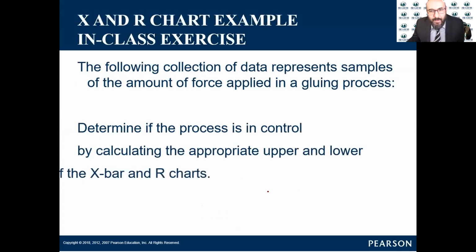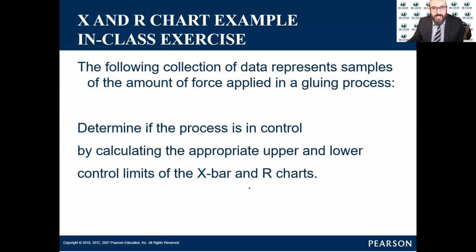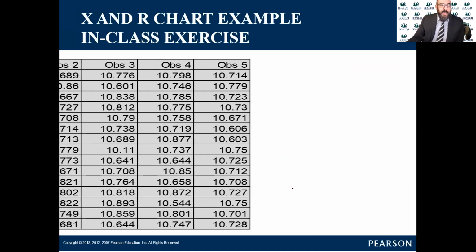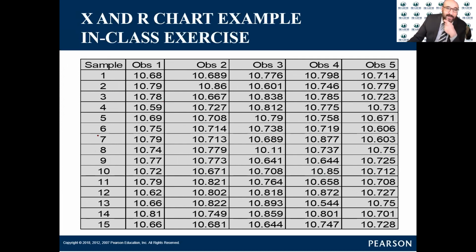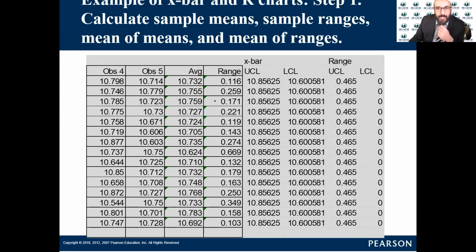All right, now it's time to take a look at the exercise. The following collection of data represents samples of the amount of force applied in a gluing process. So we have a gluing process, and we need to look into the force applied and determine if the process is in control or not by using the upper control, lower control, X and R charts. Here are the samples. We have 15 samples, and for each sample we took 5 observations. Now we need to create the control chart.